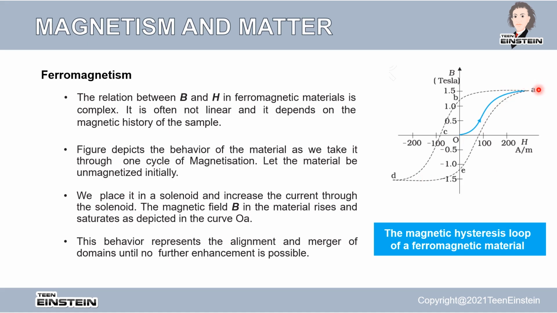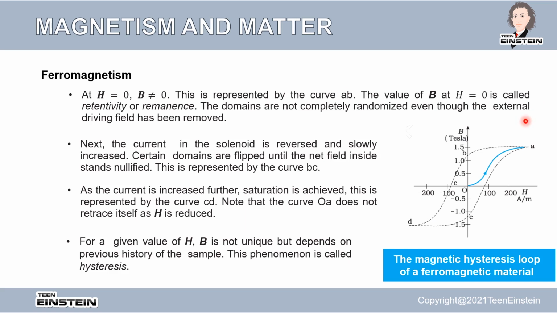The saturation is happening because all the domains are now aligned perfectly with the magnetic field. There are no more domains to align. So now it has reached saturation. Now what happens when you reduce the field again and bring it to 0, that means H equals 0? B is not equal to 0. So it traces a path A to B. The curve A to B is represented when H equals 0 and B is not equal to 0.